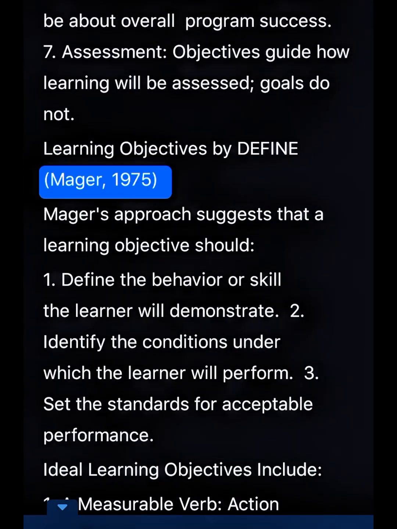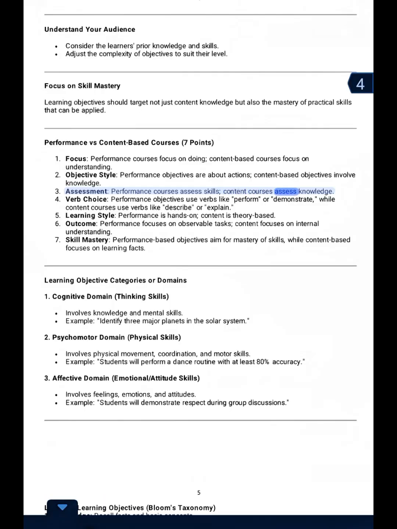3. Assessment. Performance courses assess skills. Content courses assess knowledge. 4. Verb choice. Performance objectives use verbs like perform or demonstrate, while content courses use verbs like describe or explain. 5. Learning style. Performance is hands-on. Content is theory-based.